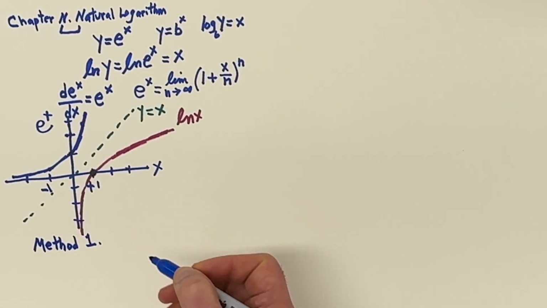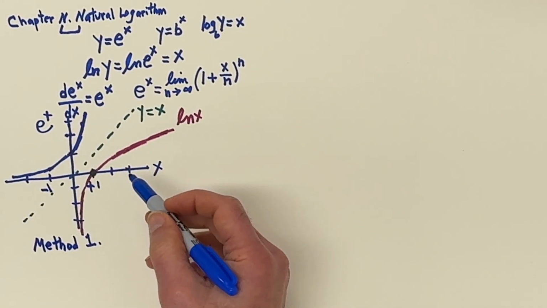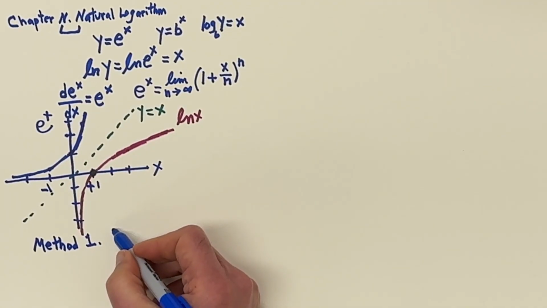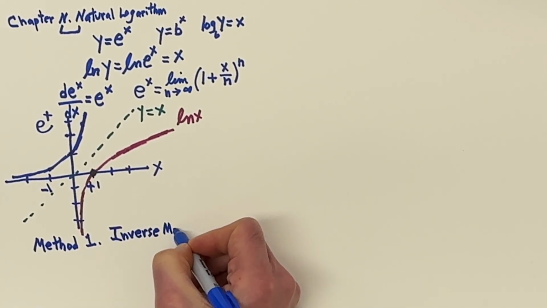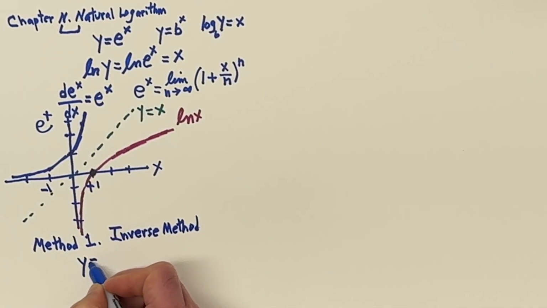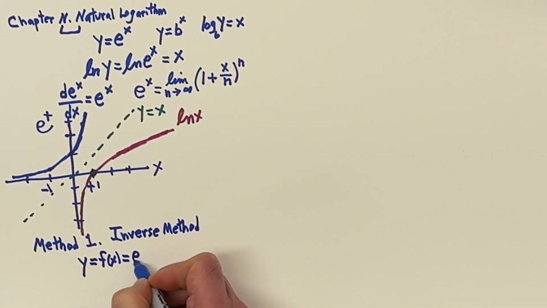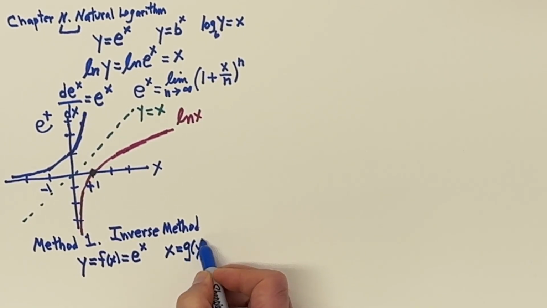Method 1 is going to be our inverse function trick. I'll just call this our usual approach, the inverse method that we have done before. Now for the inverse method, you have a function y equal to, say, f of x, and that's going to be e to the x. And then we have the inverse function x equal to some g of y.